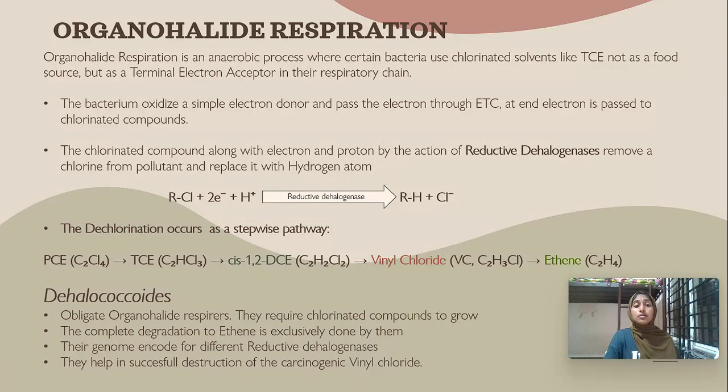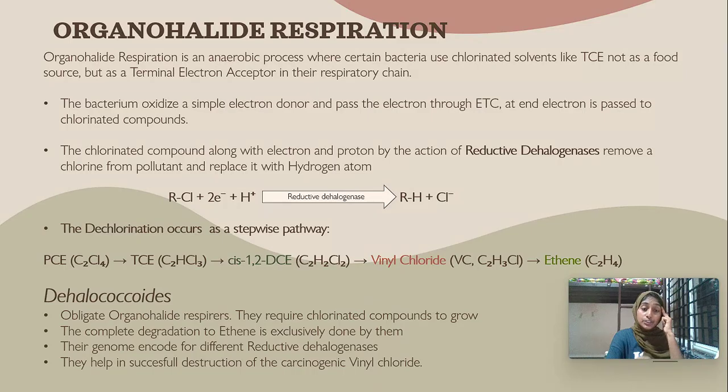The chlorinated compound, along with the electron and proton, by the action of reductive dehalogenase, removes chloride from the pollutant and replaces it with a hydrogen atom. Thus RCl plus 2 electrons plus hydrogen gives a dechlorinated compound and a free chloride. The dechlorination happens in a series of steps, the dechlorination pathway. Thus, tetrachloroethene is converted into trichloroethene by the action of reductive dehalogenase, and further into cis-1,2-DCE and then to vinyl chloride and ethene.